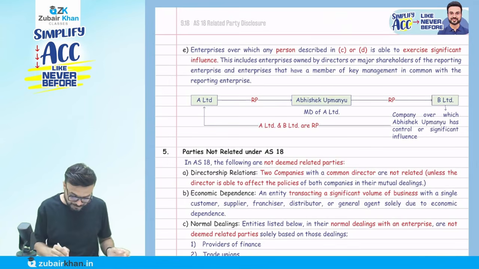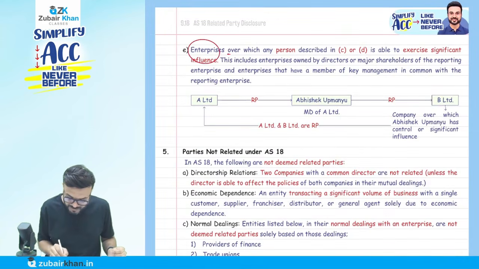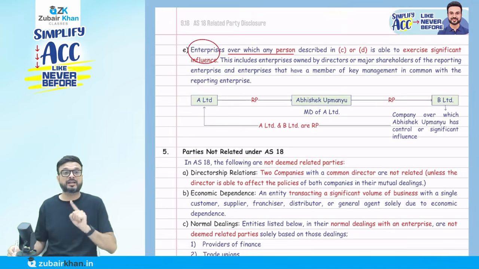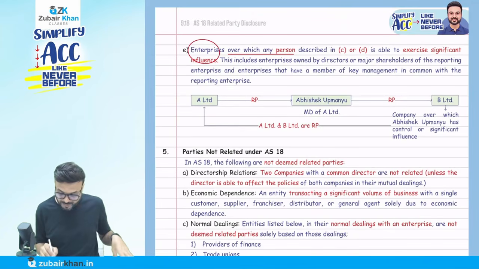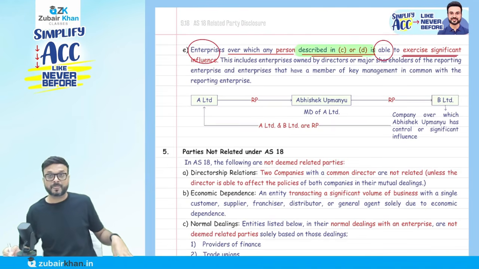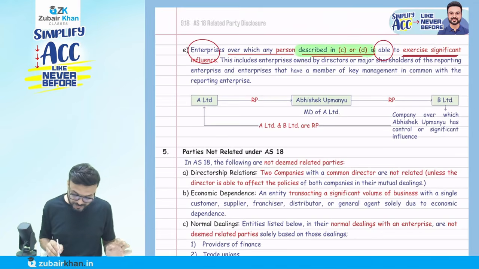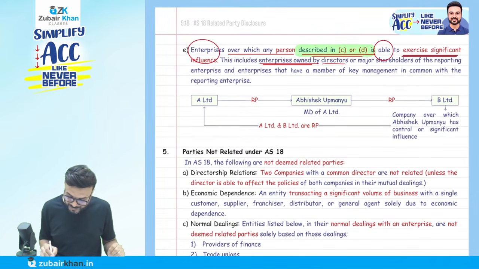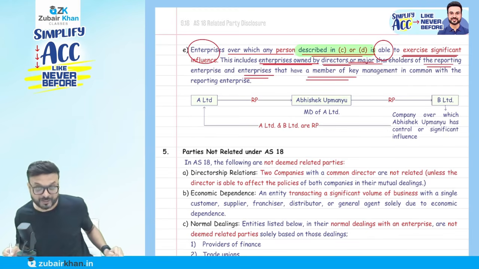They say here now, the enterprise over which any person described in point C or D is able to exercise what here? The significant influence. This includes the enterprise owned by a director or major shareholder of the reporting enterprise, and enterprises that have a member of key management in common with the reporting enterprise.